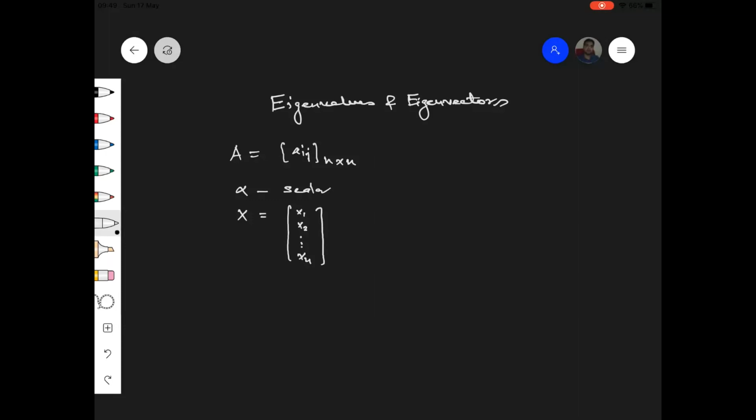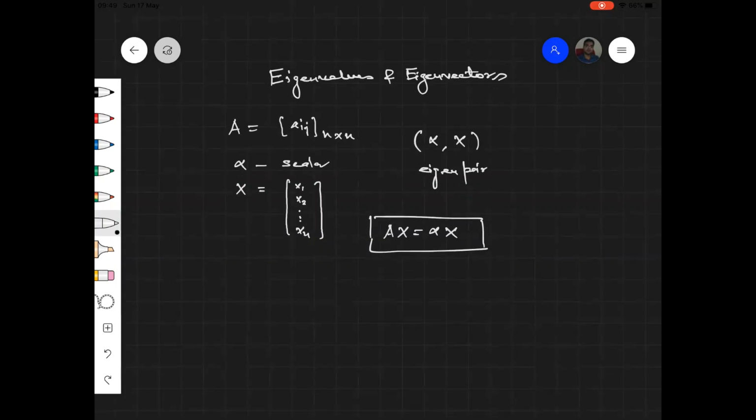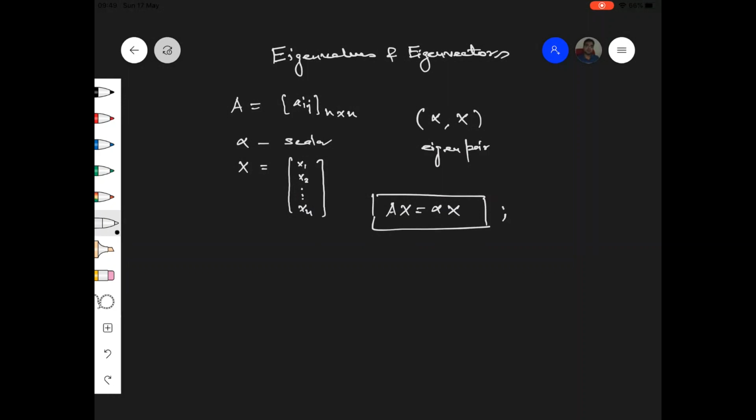This alpha and x can be called an eigenpair of matrix A, where alpha is an eigenvalue of A and x is an eigenvector of A corresponding to the value alpha, which is an eigenvalue, if Ax equals alpha x for x not equal to 0. The non-zero clause of x is extremely important, because if x equals 0, then things become very trivial and it's like 0 equals 0. And we are interested in the non-trivial cases.